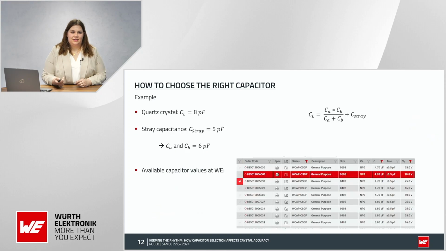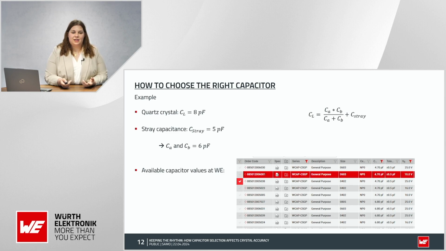So here's a little example for you. We showed beforehand that we looked at crystals with 8 picofarads as a load capacitance, so we use that value in this calculation as well. And we just guess and say, okay, our stray capacitance should be around 5 picofarads. That's the normal value. We should have done our design properly. It shouldn't be that big, but 5 is a normal value. So that means we have 6 picofarads for CA and CB. So we would need capacitors with 6 picofarads.